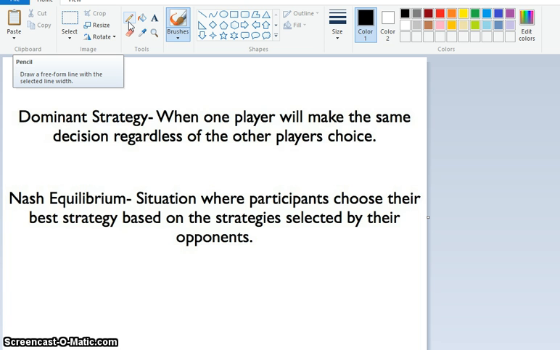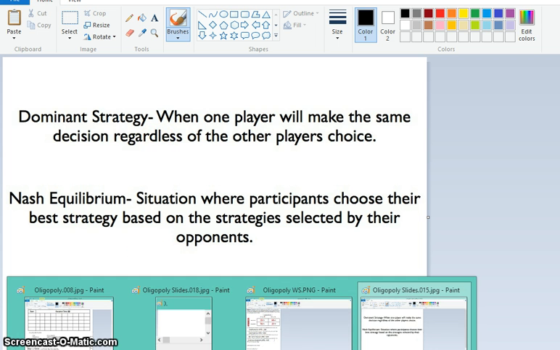So when we just looked at the Golden Balls example, the guy should have stolen no matter what the girl did. And the same for the girl. That means that they both had a dominant strategy to steal, regardless of what the other player did.